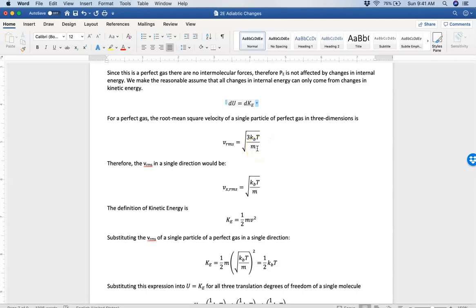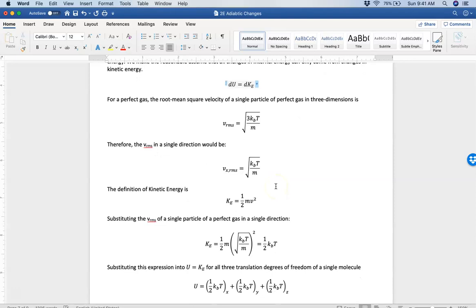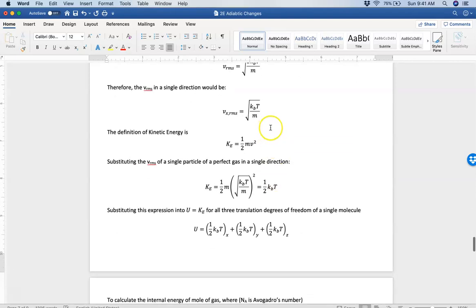So if we simplify our math, instead of dealing with 3 dimensions right now, let's focus our attention on a single direction. We'll just pick the x direction. What we can do is cancel out that 3, and so the root mean squared velocity of a particle in the x direction is just the square root of the Boltzmann constant times the temperature at which the system is at, divided by the mass of the particle itself.